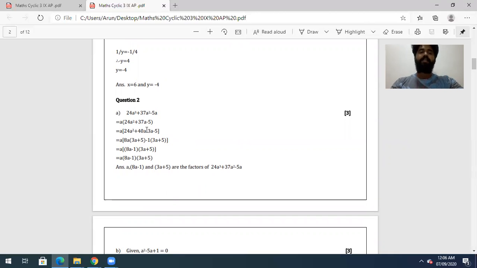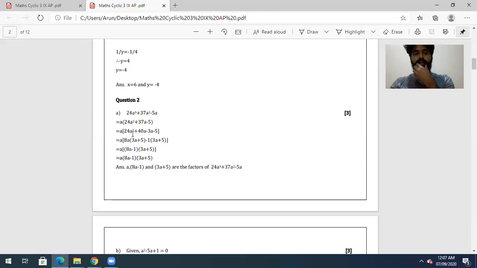Again splitting the middle term inside the bracket. So 24 into 5 is 120. We need two numbers which multiply to give -120 and their sum should be equal to 37. So the numbers are 40 and -3. So 24a square plus 40a minus 3a minus 5.